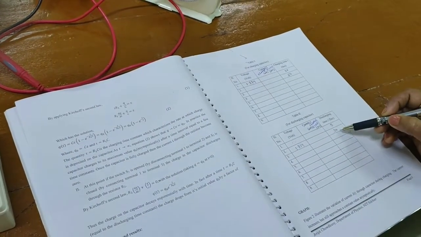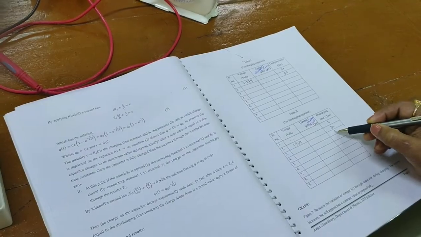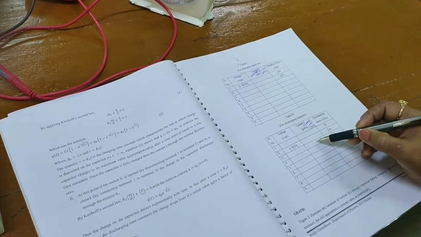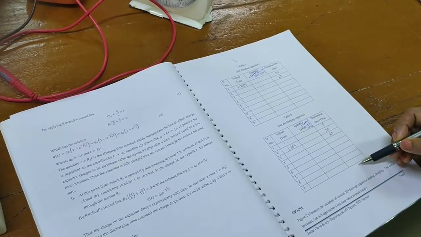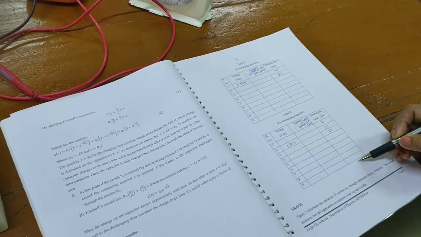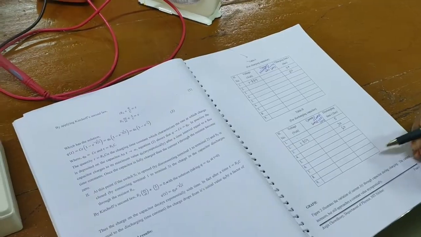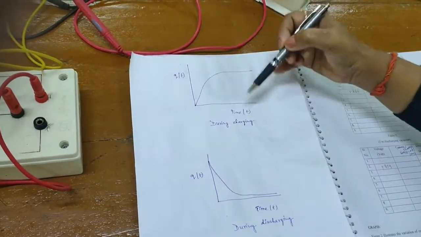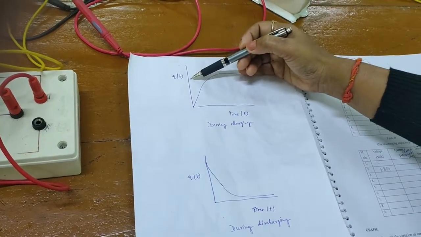This is the discharging part. Again, after the next 30 seconds, that means 60 seconds, you have to note down the voltage and find the charge. Like that you go on through the discharging part up to 0. Now you have to plot the graph of time versus charge, with time along the x-axis and charge along the y-axis.